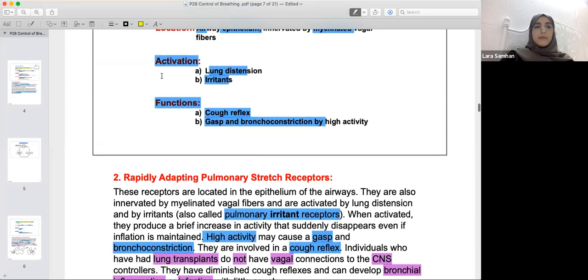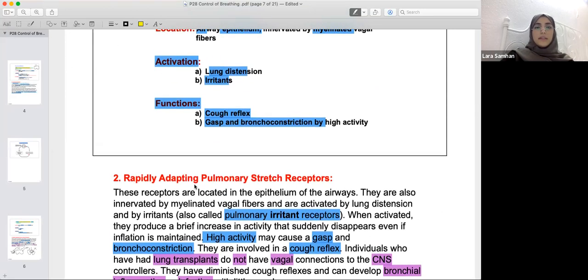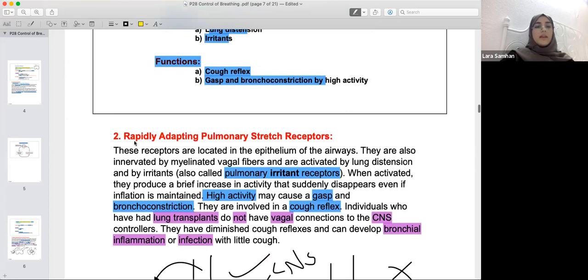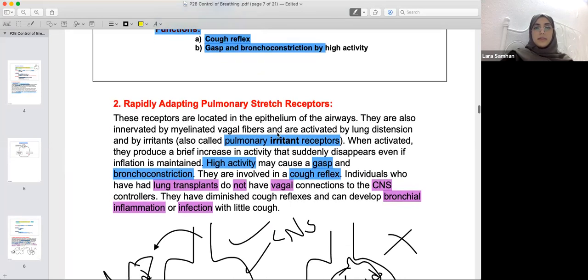Now we're going to review what we said. In regard to this pulmonary receptor, which is called the rapidly adapting stretch receptor, it helps in removing the irritant away. Because of that, it's called the irritant receptor. It has very high activity, especially if there's a gasp or bronchoconstriction, and it helps in the cough reflex.